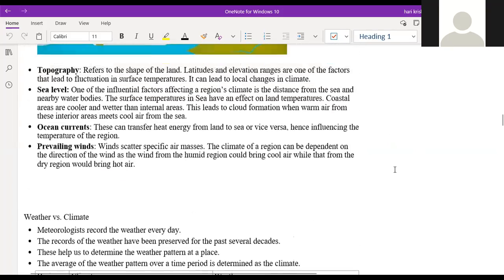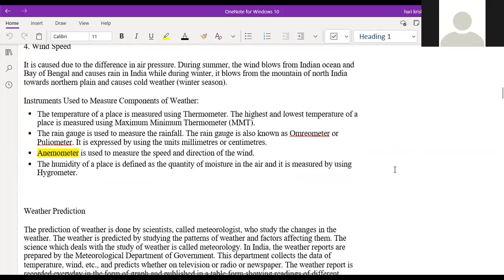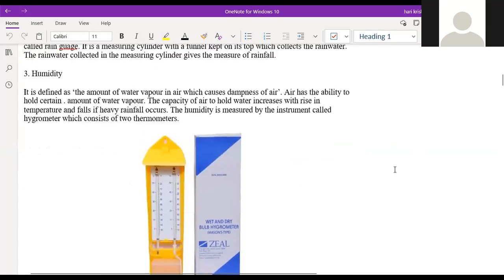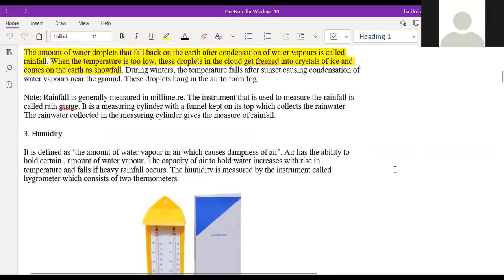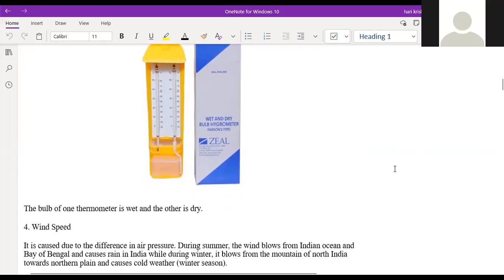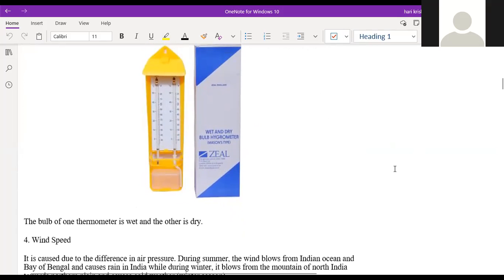So that is the second element of the weather: rainfall. The third one is humidity. What is the meaning of humidity? Anyone? Sir, humidity is the amount of water vapor present in the atmosphere. Yes, the amount of water vapor present in the air is called humidity.